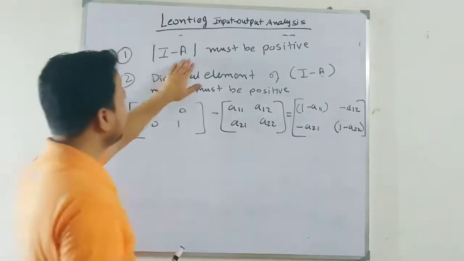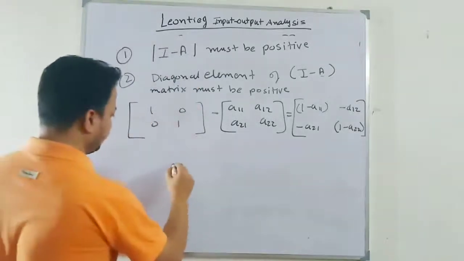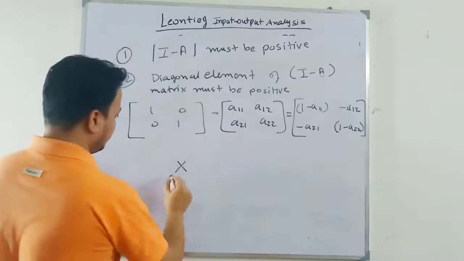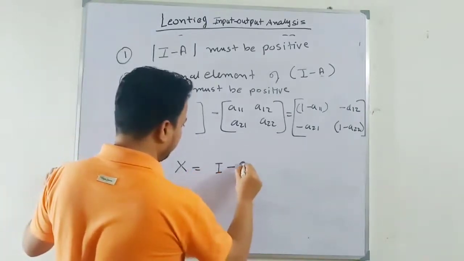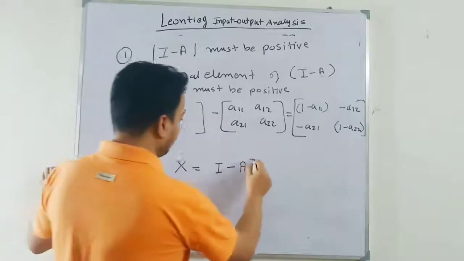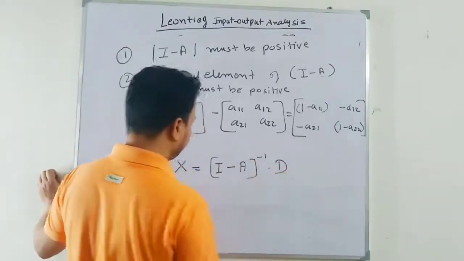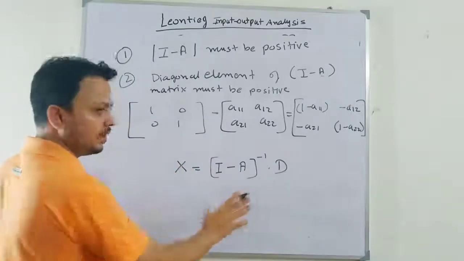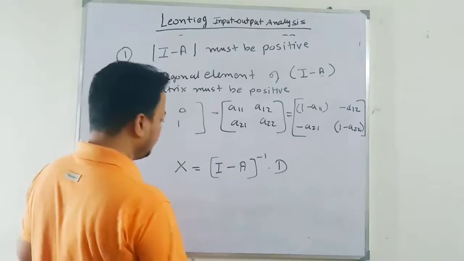I am saying that the determinant must be positive also. Why? Because your formula is this, right? The inverse of the matrix (I minus A), multiplied by D. So this is easy to take out. We have done it several times. You can also do it.